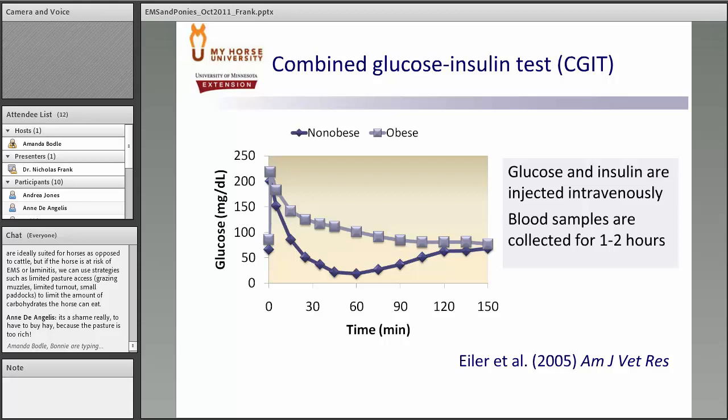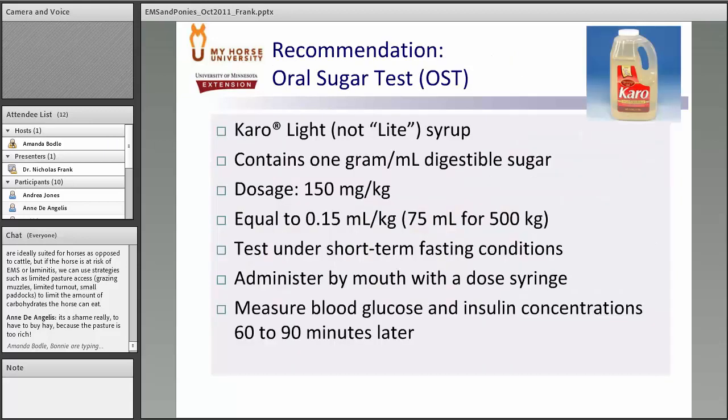By injecting the insulin, the glucose concentrations should go down. In the case of insulin resistance, the glucose concentrations do not go down as quickly and therefore confirm the diagnosis. A third test that we have been developing is a modification in terms of challenging the pony, but is very easy to perform. It does not require an IV catheter.